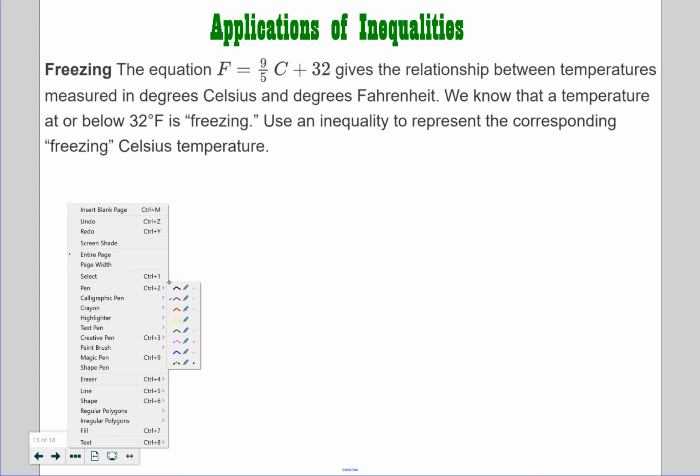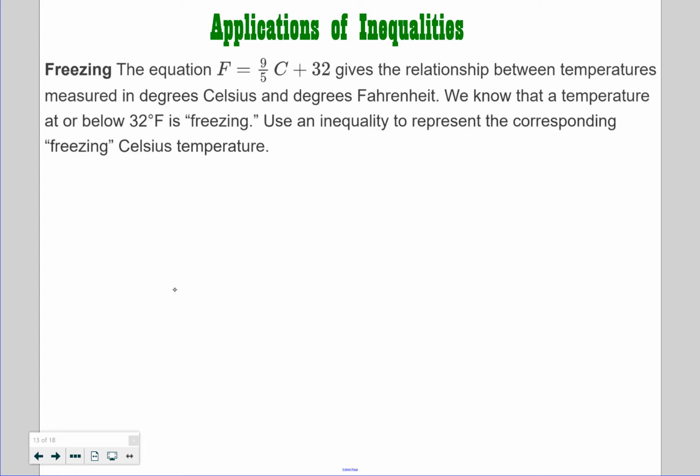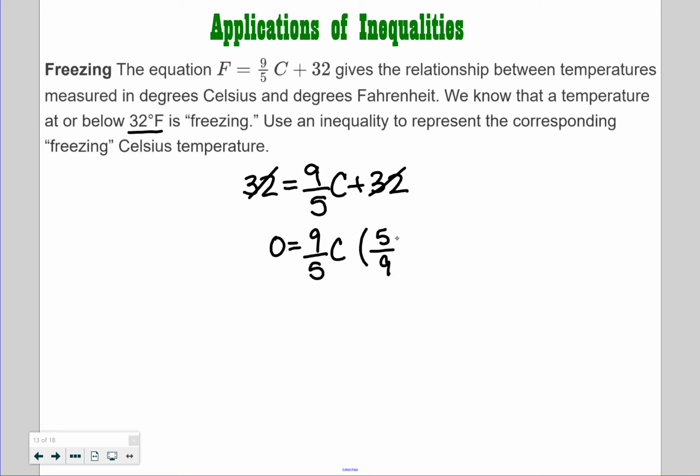So we're first here going to solve for what temperature in Celsius is equivalent to the freezing temperature in Fahrenheit, which is 32. So we're going to set up 32 equals 9/5 C plus 32. To solve for C, we're going to subtract 32 on each side, which will actually get them to cancel. So you'll have 0 equals 9/5 C. And then from there, we're going to multiply by 5/9 on both sides.